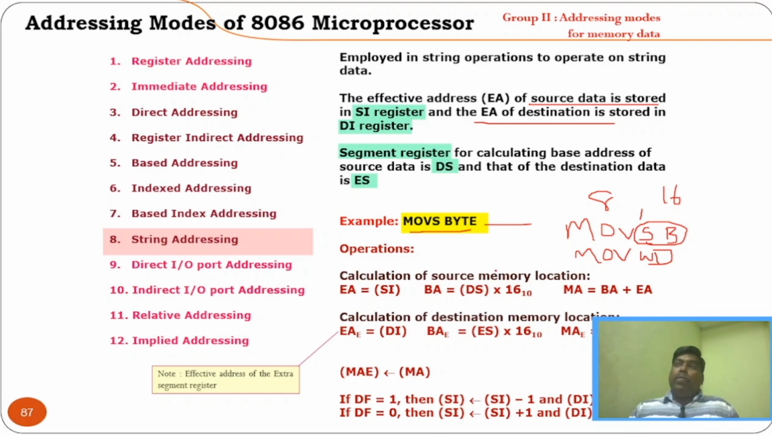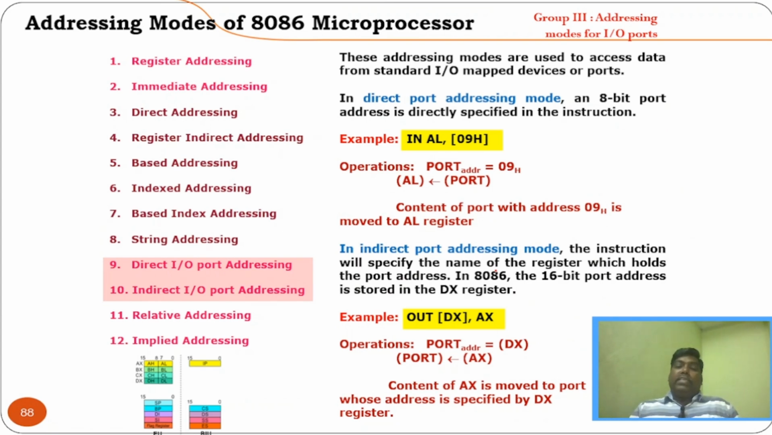And next one is port IO addressing, that is direct port IO addressing and indirect port addressing. It is very similar to direct addressing and indirect addressing. If the IO port address is directly given, then that is called direct port addressing. If the IO port address is given indirectly, then that is called indirect IO addressing, right? You can see here in direct port addressing mode, the 8-bit port address is directly given in the instruction itself. So now the content of the port with this particular address will be moved to this particular register, right?